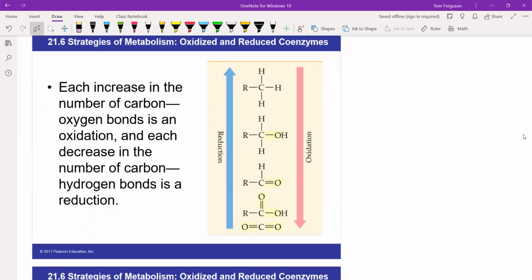So if you look at this here, we have a CH3. When a methyl group is oxidized, it becomes an alcohol. When that alcohol is oxidized, it loses that H. When that aldehyde is oxidized, it goes to the acid. So we're gaining oxygen, losing hydrogens.